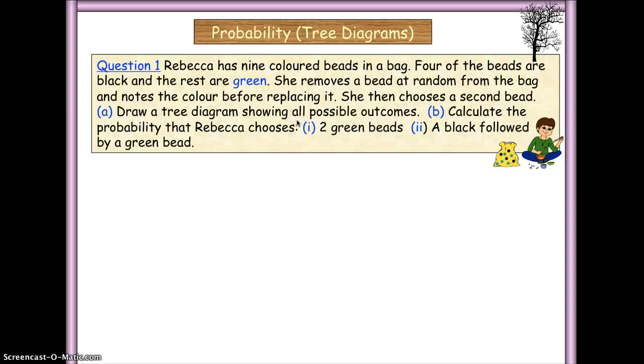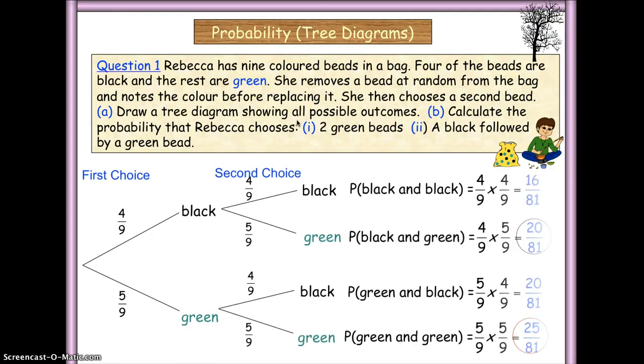Okay, here's the solution, here's the diagram, and here are your answers. Okay, so I drew the diagram, and that's for A. And then for letter B, I, it's what's the probability of 2 green beads? Okay, so I'm going to follow the path of green and a green. So green 5/9 times 5/9 should give you 25 over 81.